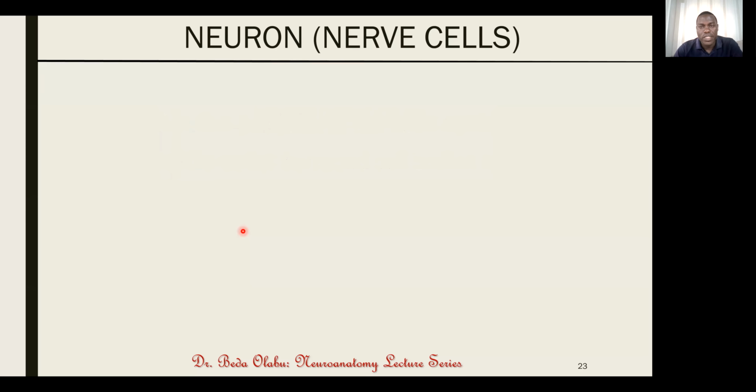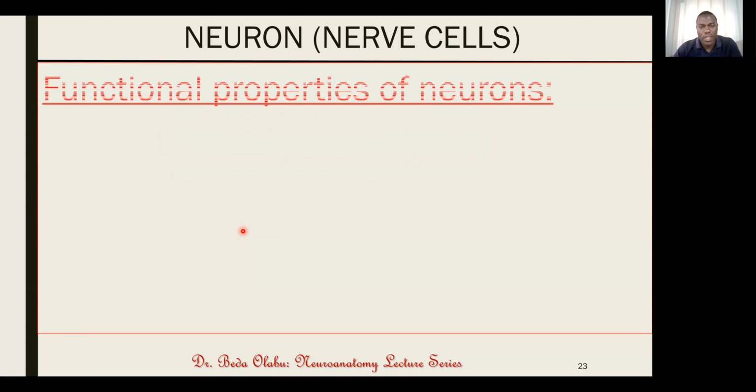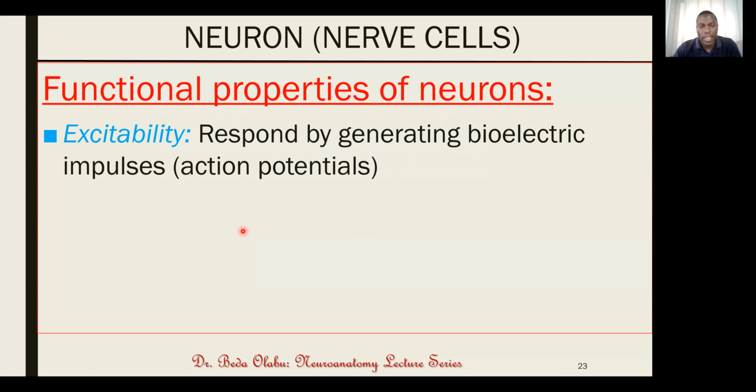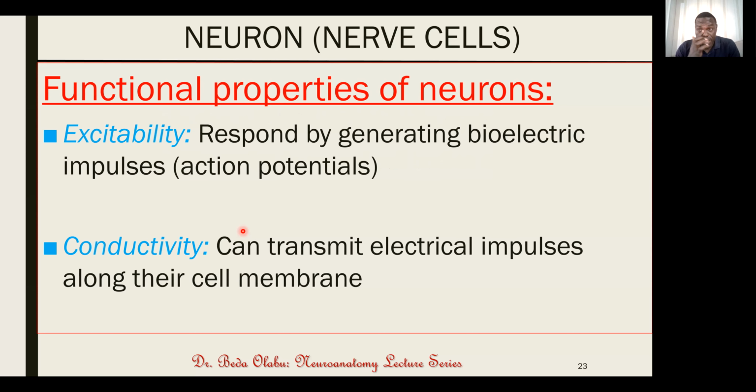Now let's talk about neurons. We agreed that neurons have two key functional properties. Excitability is the ability of a cell to generate electrical impulses, and neurons can do that. Conductivity is the ability of a cell to conduct electrical impulses along the cell membrane, and neurons can do that. You'll remember that even muscles could do this, except that muscles can contract and neurons cannot contract. Muscles can also stretch and neurons cannot stretch.